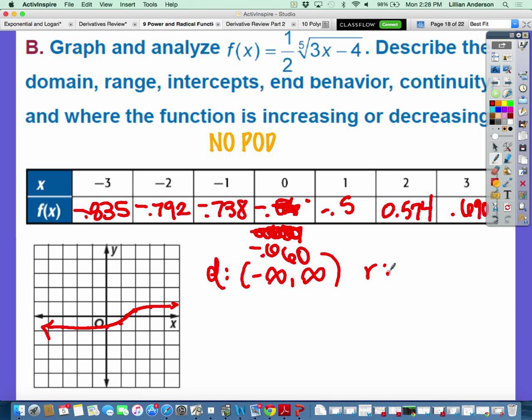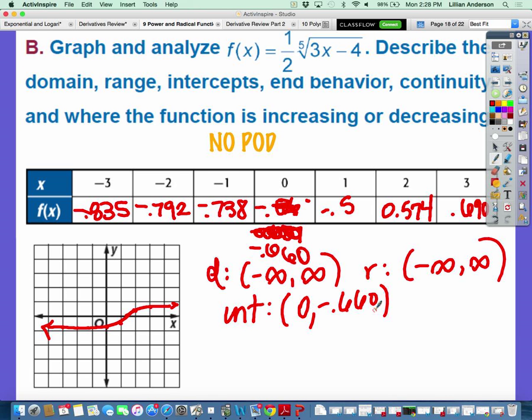What about the range here? What about the range, Tyler? -infinity to infinity. Very good. It's going to continue to get bigger and bigger. What about the intercepts? Did you guys figure out what the intercept was? Maddie? The y-intercept is -0.66. So it's 0, -0.660. To find your y-intercept, you plug in 0 for x, and so you get that corresponding y value. That's your y-intercept. What about your x-intercept?